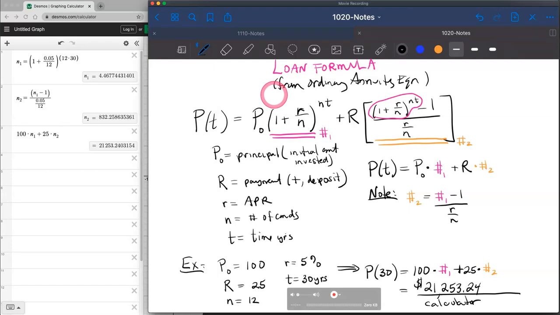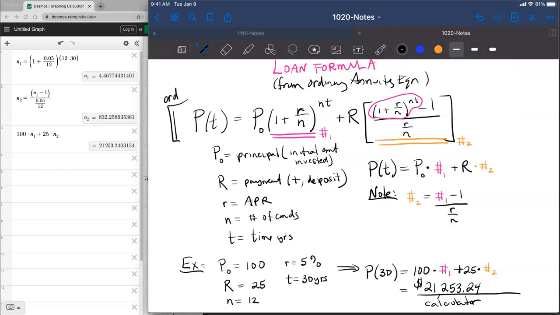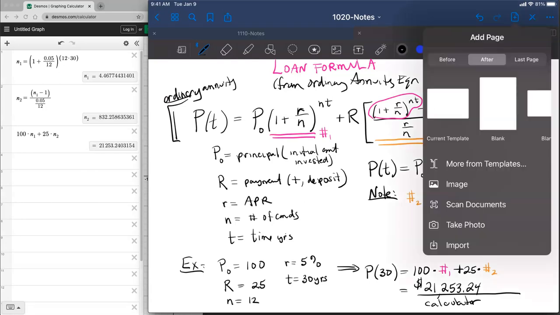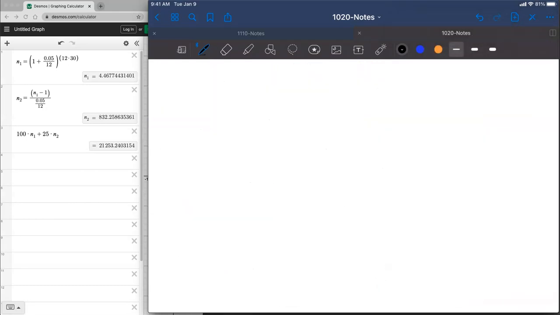Okay, so I'm going to take this formula. This is called the ordinary annuity equation. And then we're going to turn this into a loan problem and rearrange it into the loan formula. Okay, so let's do that on the next page. Right, and so we're going to start with the ordinary annuity equation.